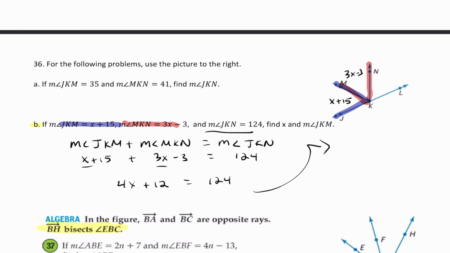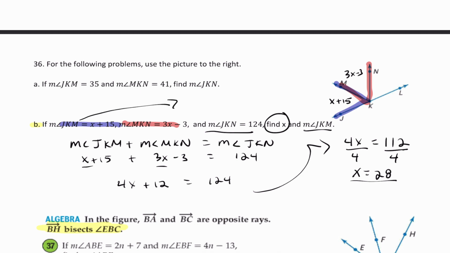And then I have 4x is equal to 112. And then I need to divide both sides by 4. What is 112 divided by 4? That is x is equal to 28. But the problem is that just because I have x here, I also need to find what the measure angle JKM is. So the measure angle JKM is x plus 15, right?